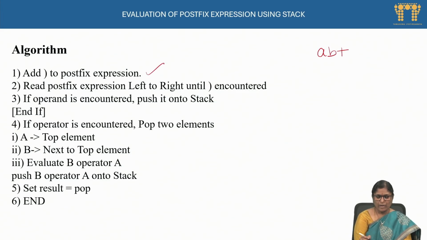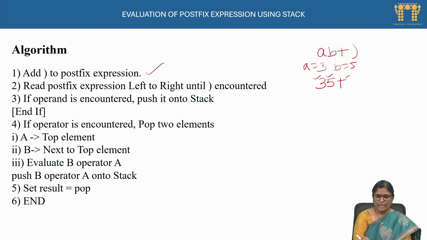So what is the first step? Add a right parenthesis to the postfix expression. Suppose I assume A value as 3 and B value as 5. So I need to evaluate 3, 5 and plus. 3 is one operand, 5 is another operand and plus is an operator. First we work with a very small example. In a later slide, we go for a more complex example.